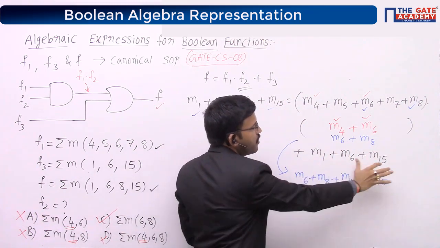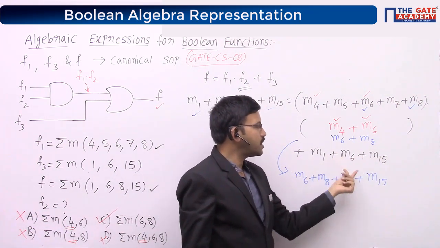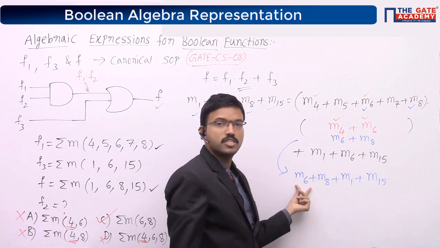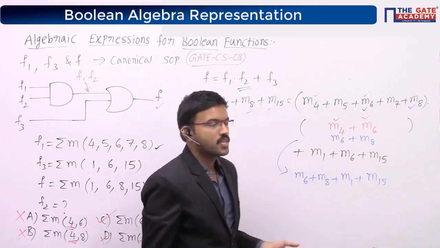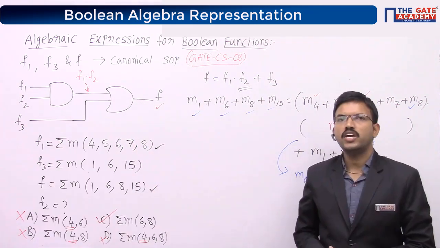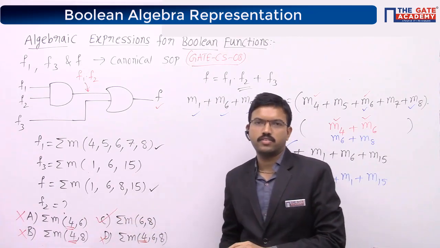After that, here I am having the sum of other minterms, so I am considering them one by one. M1 plus M6 will come. M6 plus M6 is M6 only. I am writing one by one. After that, M15. So whatever minterms you are getting, here also you are having the same thing. Since it is a multiple choice question, we have done it like this.